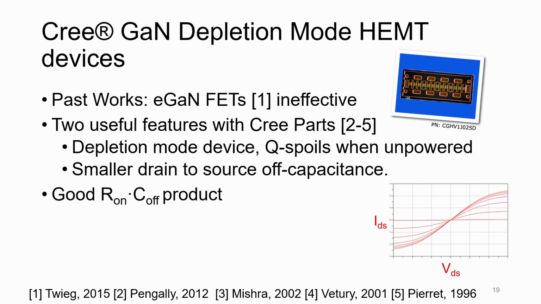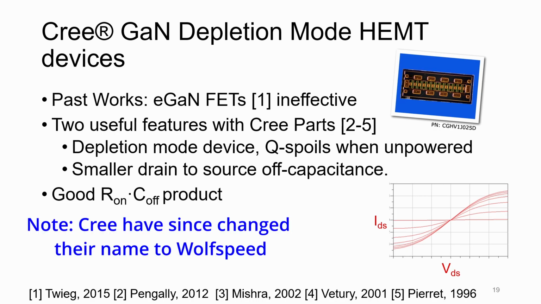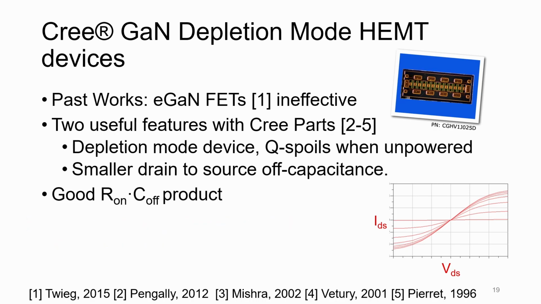So we started looking into Cree's gallium nitride depletion mode HEMT devices. In the past, people have looked into enhancement mode gallium nitride FET devices, and these were largely ineffective because they had very large off capacitance, which you have to resonate out with an additional inductor. It can be an issue as we get into higher fields and higher frequencies.